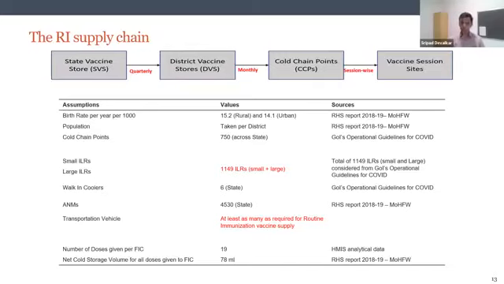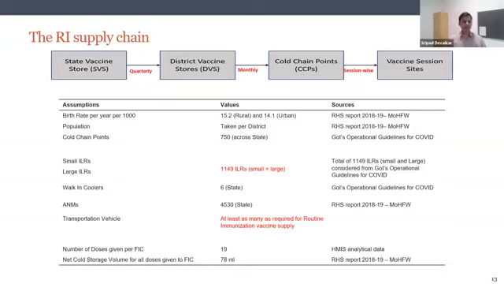In total, there are about 750 cold chain points within the state of Punjab as far as routine immunization goes. The state might have augmented them for COVID vaccine delivery, but there is no credible public information that we could find on additional cold chain points that were created for COVID vaccination. And therefore, we assume these are the cold chain points available even for COVID vaccinations.